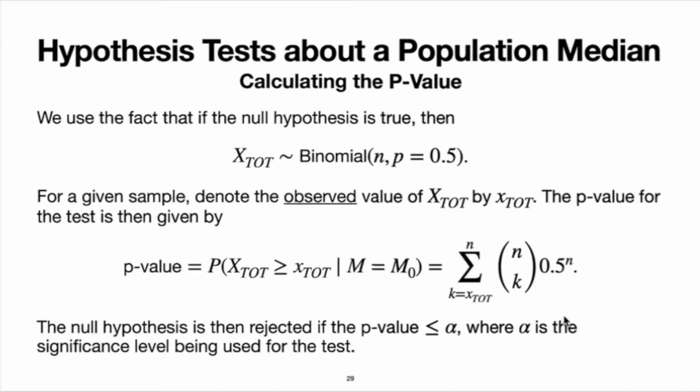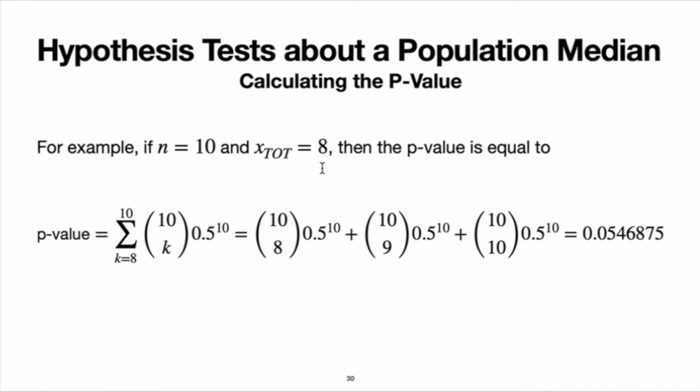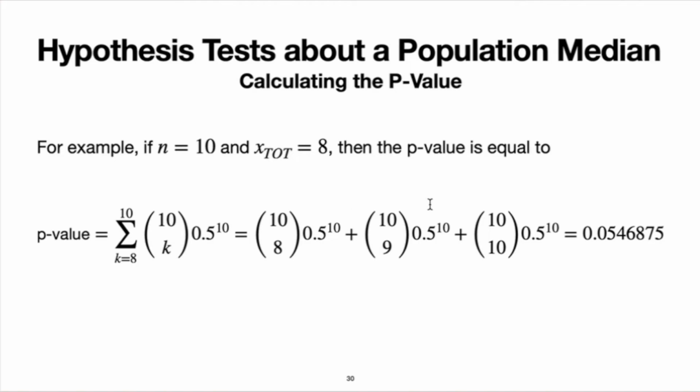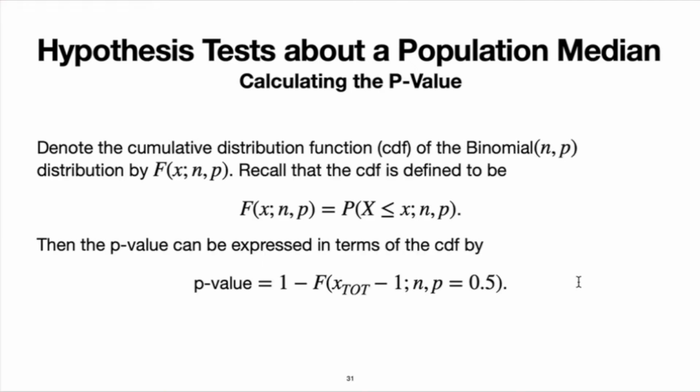Suppose that we observe a value x tot equal to 8. What's the p-value of the test? Well, the p-value would be the probability of observing a value of x tot equal to 8 or 9 or 10, so observing a value of x tot greater than or equal to 8. Well, all we need to do is add up these probabilities, 0.044, 0.01, and 0.001. And that is what we're doing here. We're calculating those probabilities, and we get a p-value of 0.0547. So that's how we would calculate the p-value.